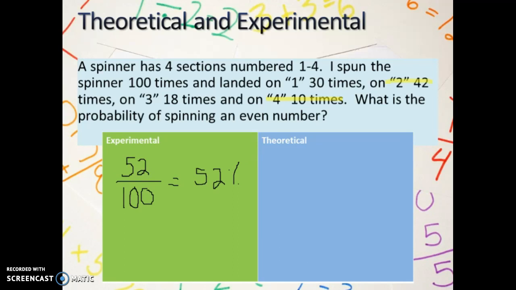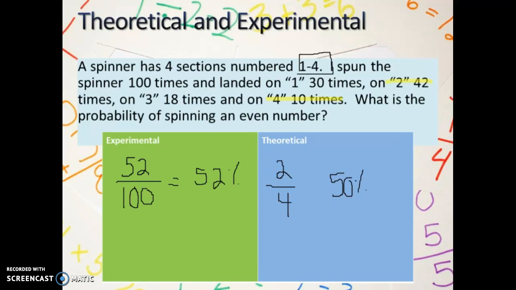Now see if you can figure out the theoretical probability. We're spinning a spinner that has 4 sections numbered 1 through 4. So our even numbers are 2 and 4, which are 2 of our numbers out of the 4 total numbers on that spinner. 2 out of 4 is equal to 50%. So our theoretical probability here is 50%.